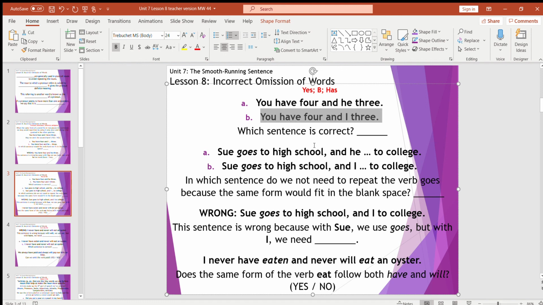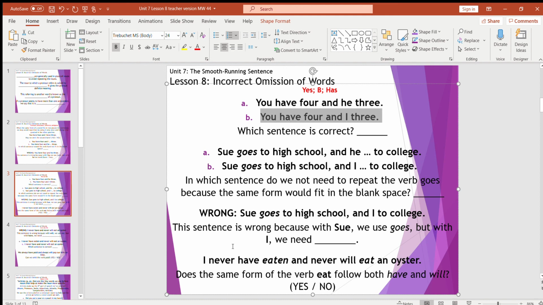Sue goes to high school and he blank to college. Sue goes to high school and I blank to college. So in which sentence do we not need to repeat the verb goes because the same form would fit in the blank space? A, right? He goes to college. But it would be wrong to say Sue goes to college and I to college, because with Sue we use goes, but I can't say I goes to college. We would say I go to college.